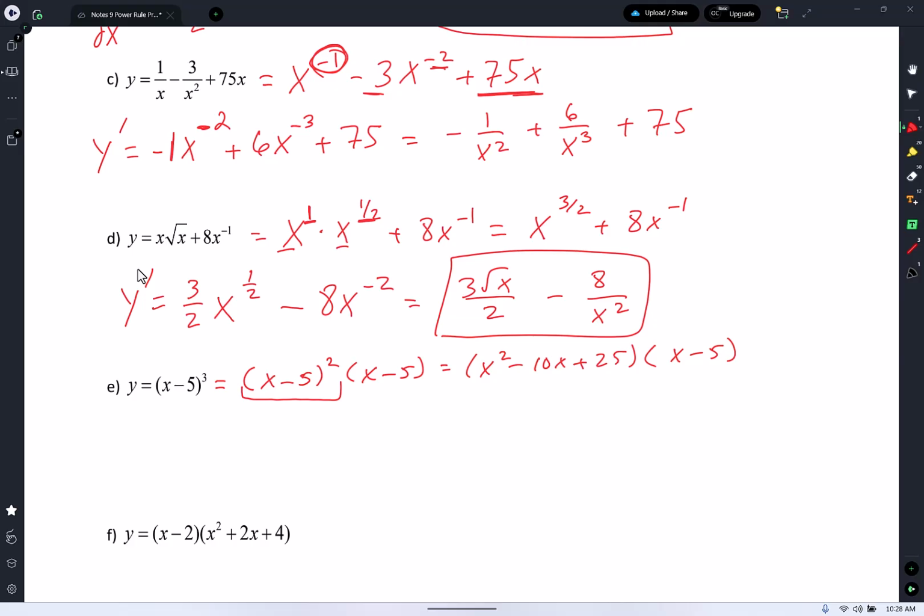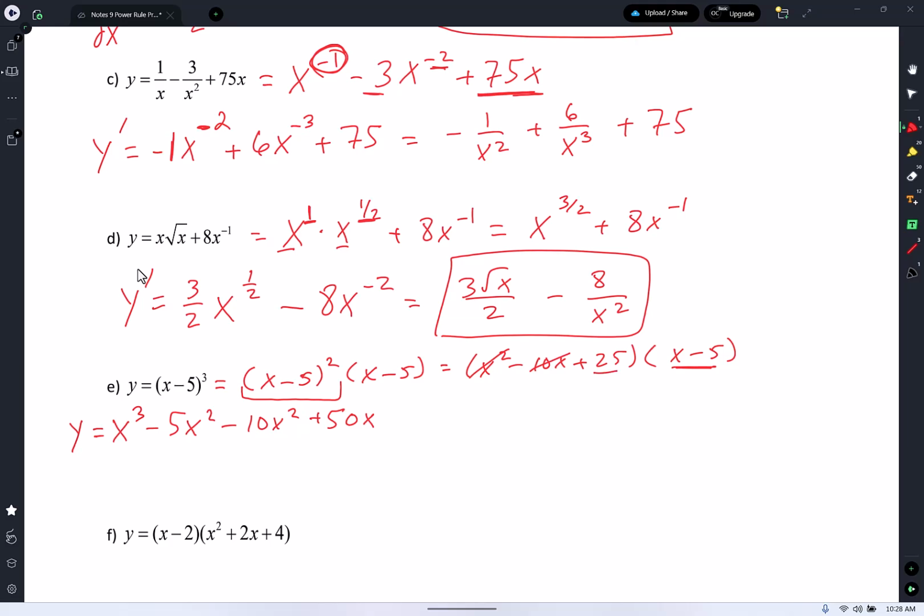All right. All I'm going to do is multiply all these suckers with everything in this binomial here. So here we go. I'm still doing y. X squared times x. X cubed. X squared times negative 5. Minus 5x squared. You're done with the x squared. Go to the negative 10x. Negative 10x times x. Negative 10x squared. Negative 10x times negative 5. Plus 50x. Done with that one.